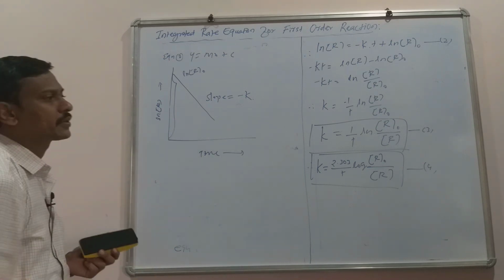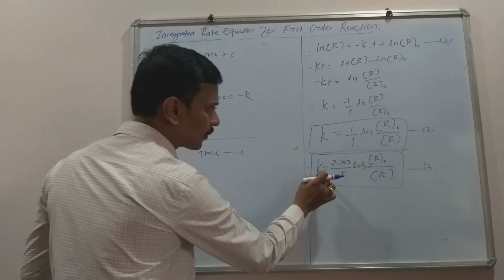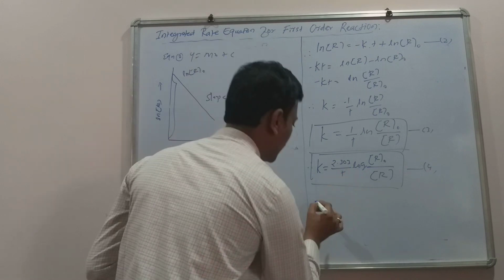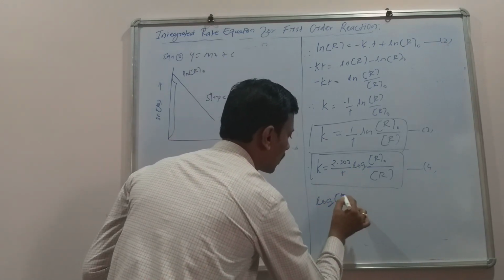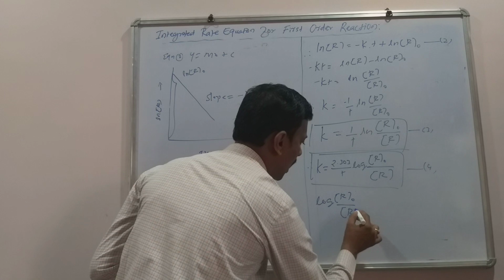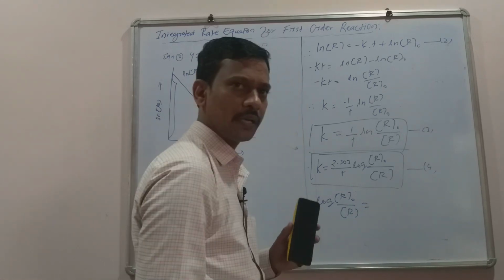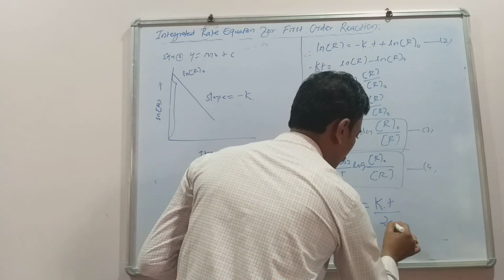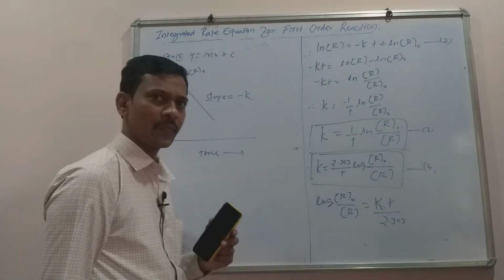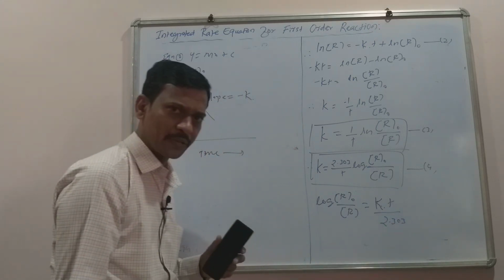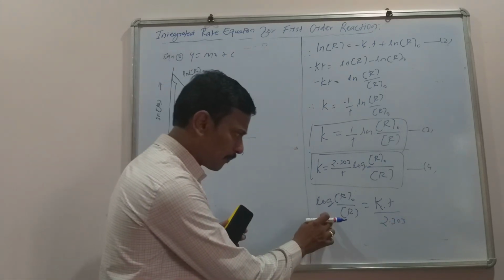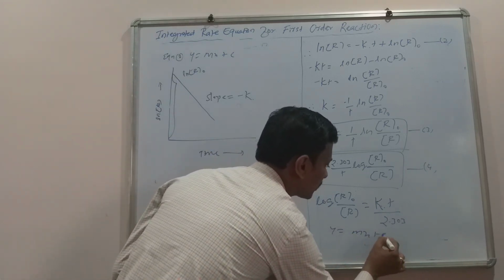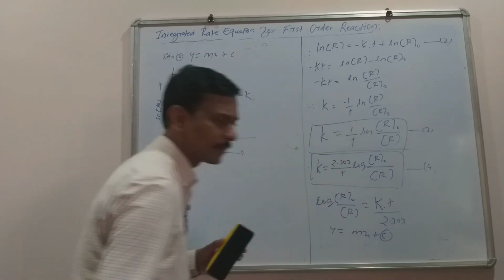This is one of the equations. Now again from equation number 3, this equation can also be written as log of concentration r naught upon r is equal to kt divided by 2.303. This is one more form of the equation. Now by comparing with the equation of a straight line, y is equal to mx plus c, but c is equal to 0 here.